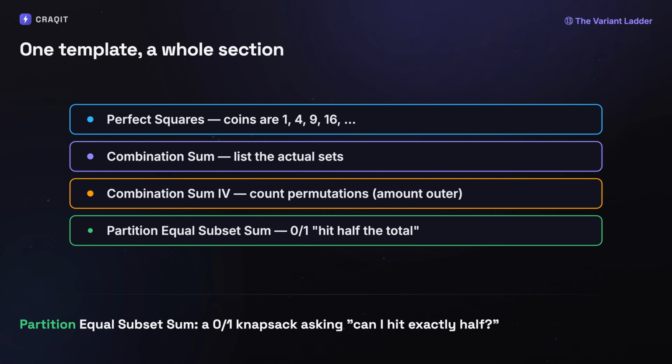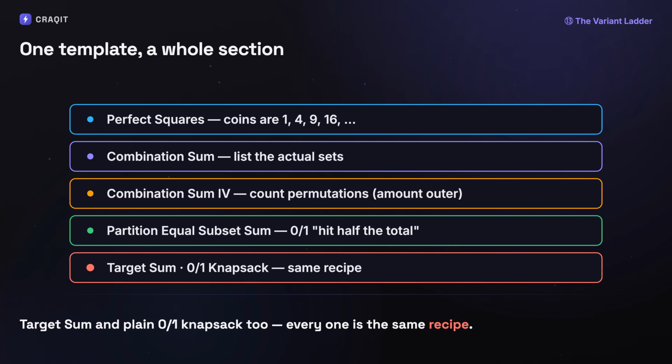Partition equal subset sum. Can you split an array into 2 equal halves? That's a 0-1 knapsack, asking whether you can hit exactly half the total. Target sum and plain 0-1 knapsack itself round out the set. Every single one is the same recipe. Define what dp of A means, write the take or skip recurrence, pick unbounded or bounded, and choose your loop order. Learn coin change to the bone, and you haven't learned one problem. You've learned a quarter of the entire dynamic programming section.